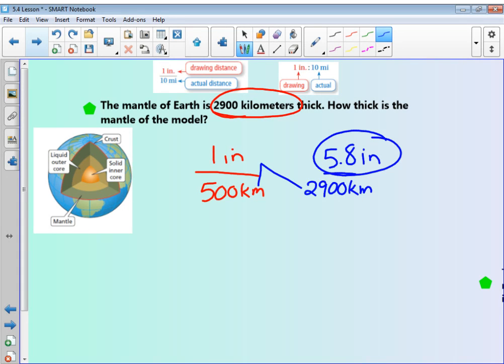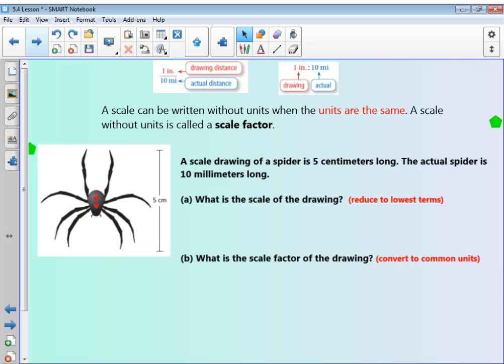So on your model, it needed to be 5.8 inches thick. Okay, so that's working with the model. So the first time we did a map, here we did a model where if we were creating the model, how thick would we need to make that? Here we're going to continue working this, but we're also going to talk about scale factor.